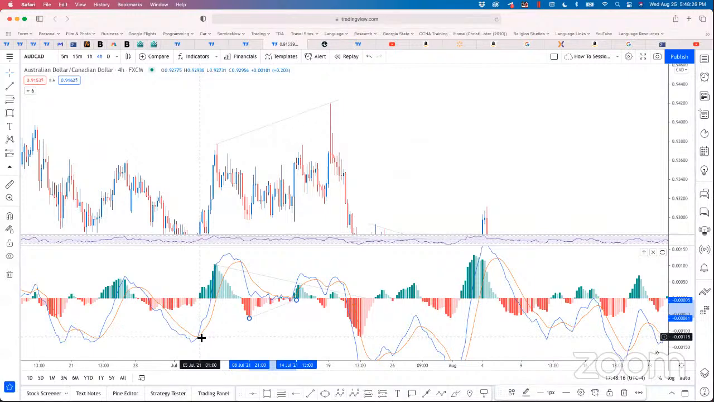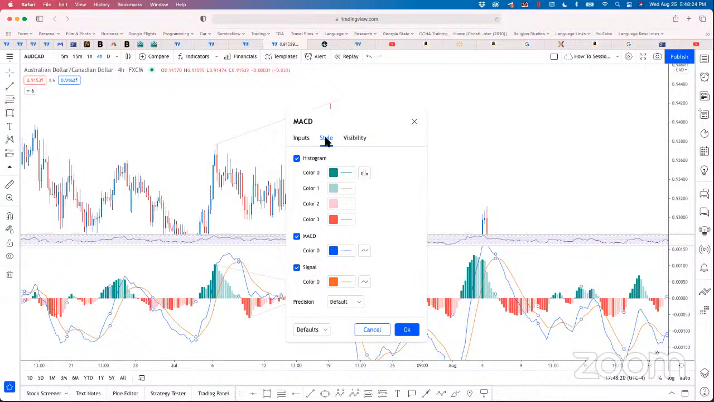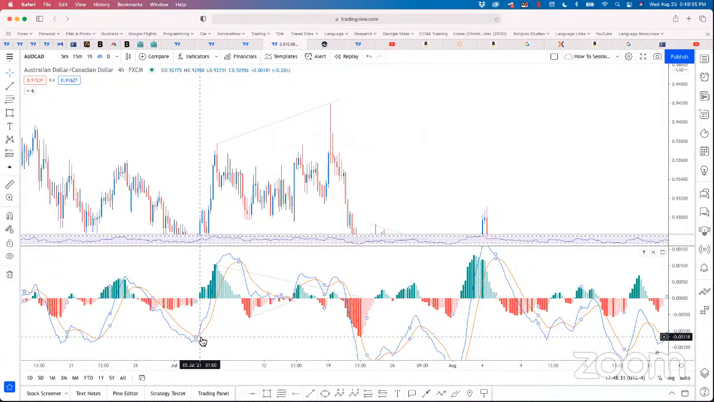You can also use this. I think this is stochastic. I don't know, let me see which one this is. I don't remember what this tool is, what these lines are, but you can use these.